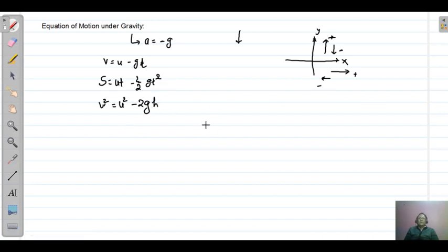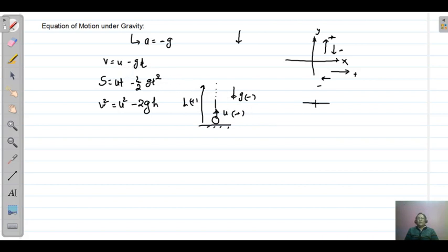That means if an object is thrown upward from the floor and it covers some distance, then u is taken positive and this height h is taken positive. But acceleration due to gravity g is negative. That's why we have put the sign minus g.